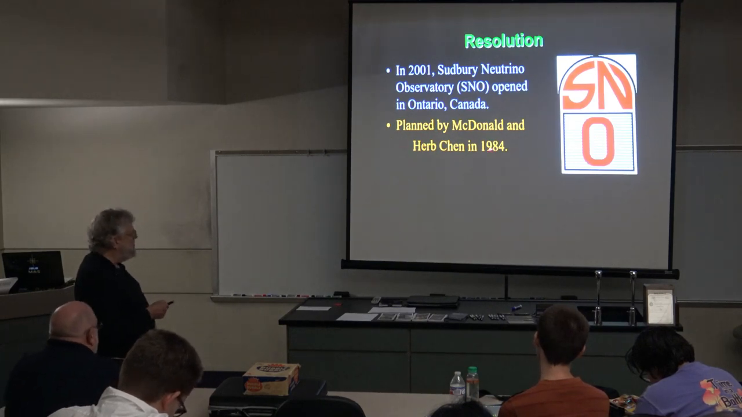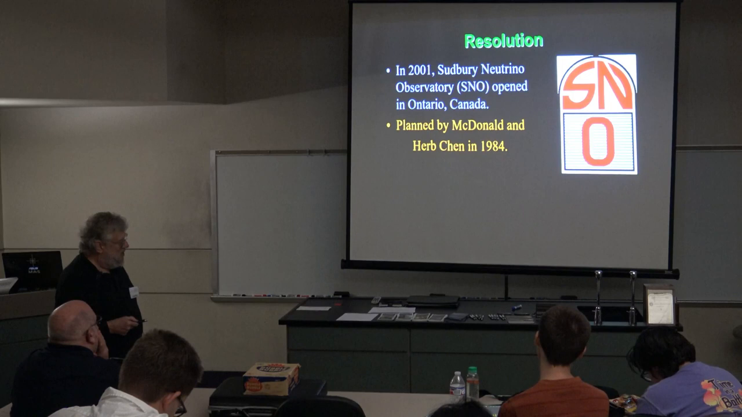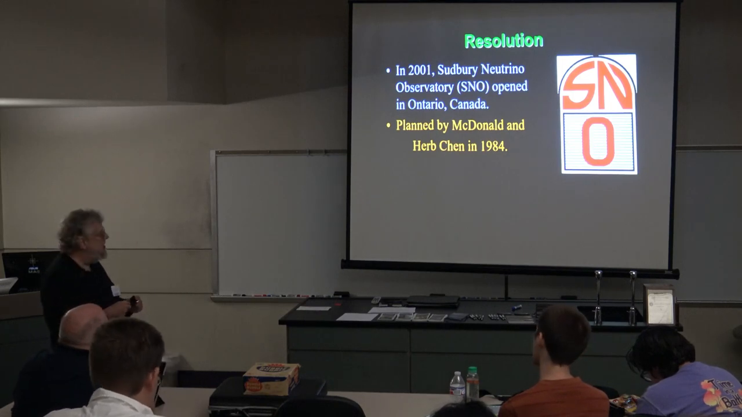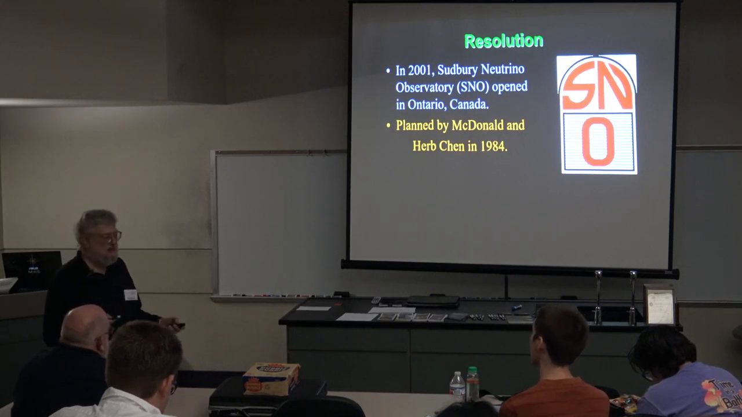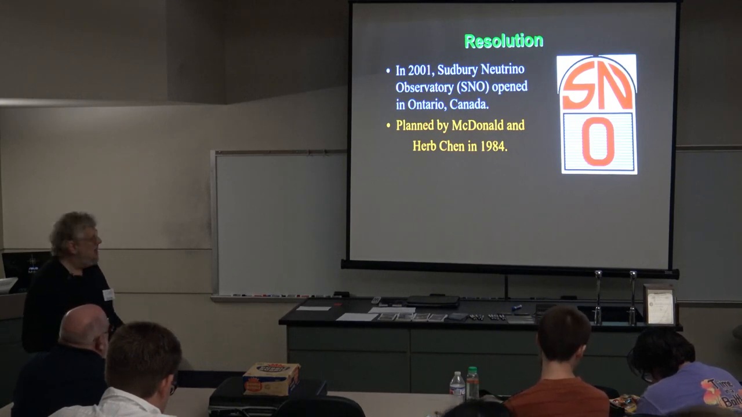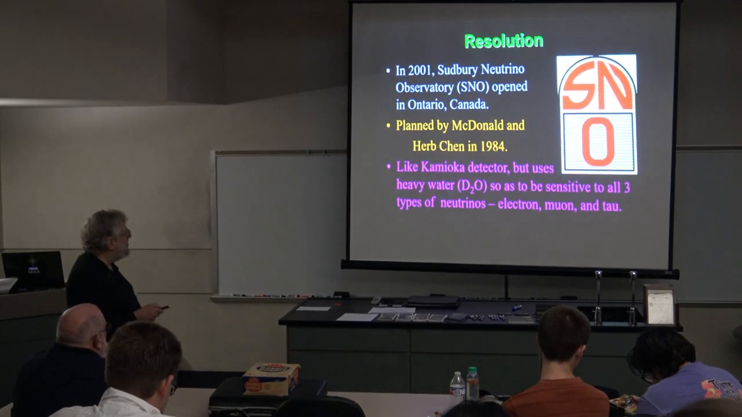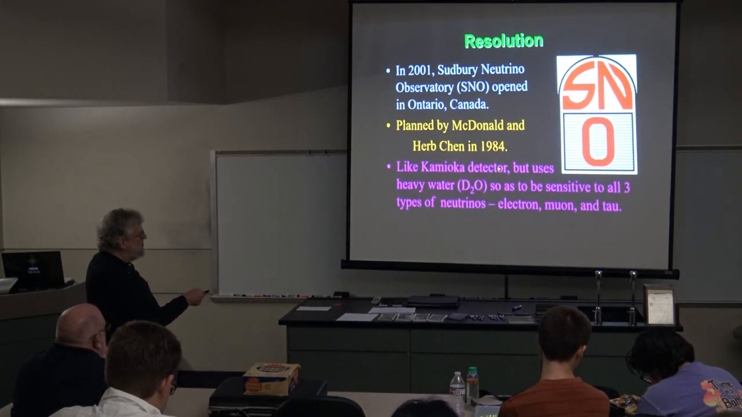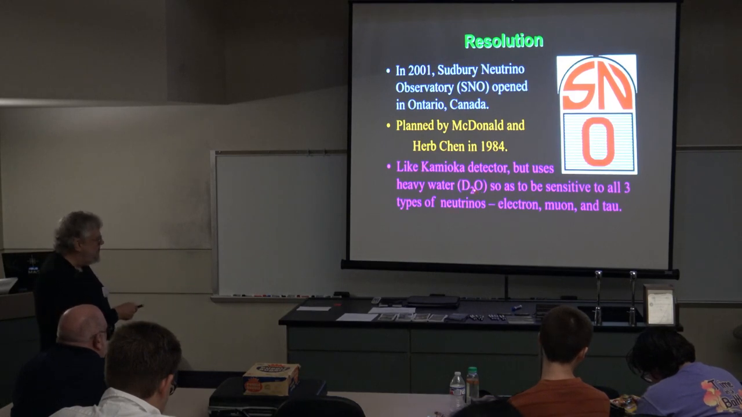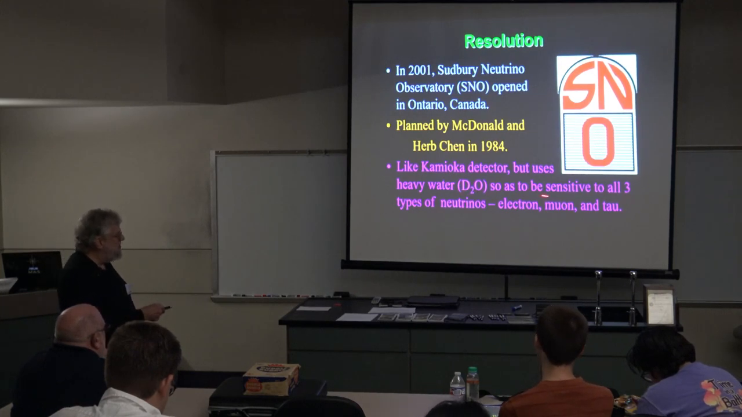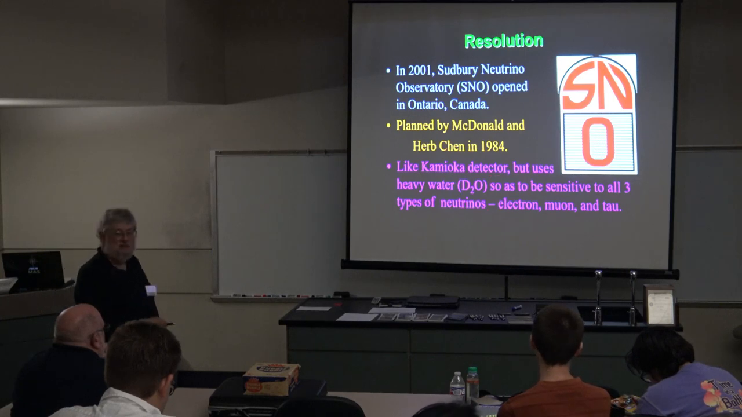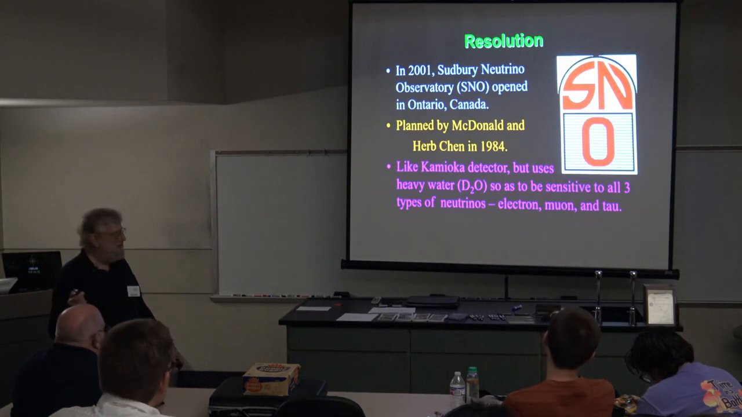Herb Chen was the one who originally came up with the idea, but unfortunately he came down with leukemia and died a couple of years later. So McDonald took over developing the theory and planning the experiments and designing and building the observatory. It's very much like the Kamioka detector, but it uses heavy water. Remember the 1H2 instead of hydrogen? So it uses D2O instead of H2O, and that is sensitive to all three types of neutrinos. So from then, it's just a sudden rush to the finish.